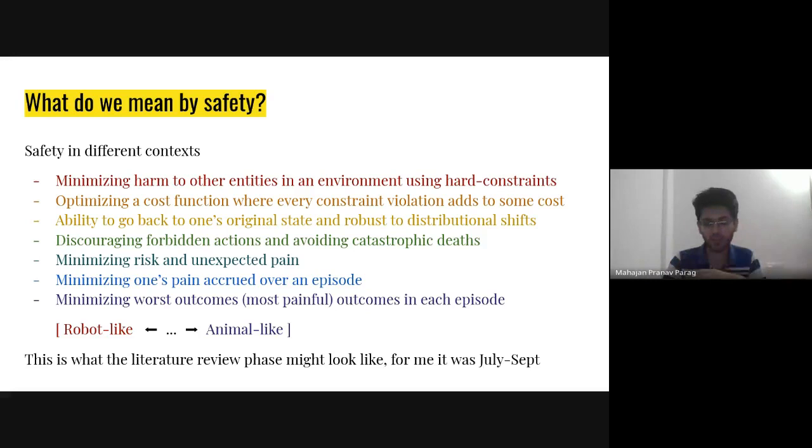So what would happen in the worst case? And that's where safe reinforcement learning comes into the picture, especially when robots are now working with humans.